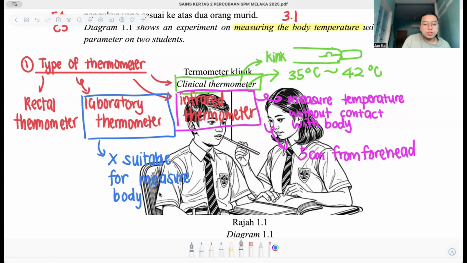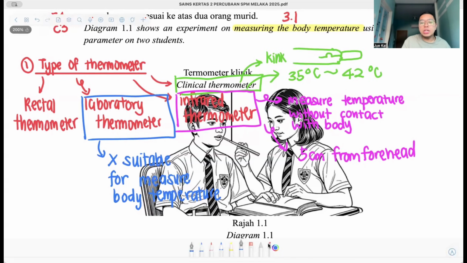I just write short form, temperature. Okay, it's okay, I write full. Okay, so when the question asks you, for example, about the laboratory thermometer, and then the last question, especially question C or question D, they might ask you, okay, in your opinion, why laboratory thermometer is not suitable for measuring body temperature?